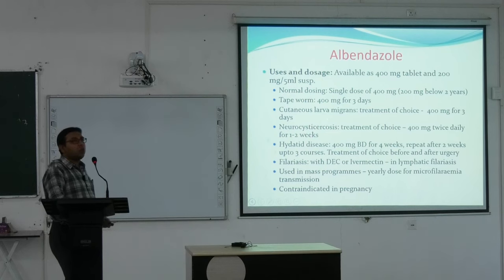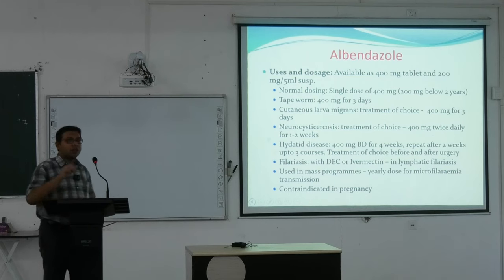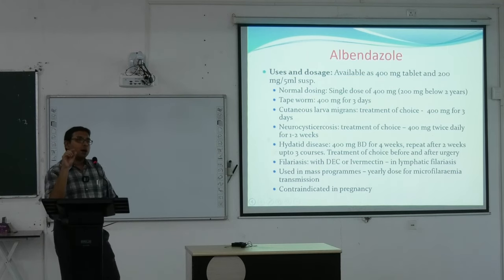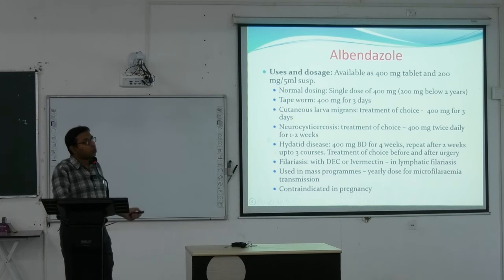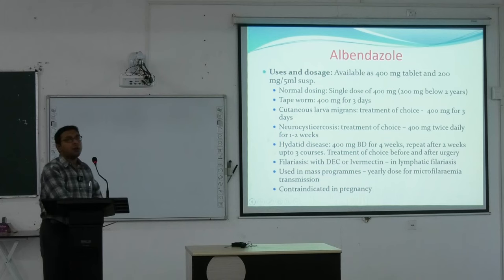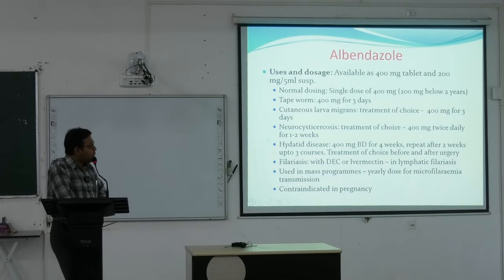You can see this is neurocysticercosis, that is the cysticercosis. The larva and ova are present within the brain. It is transmitted to the brain and that leads to seizures, and death can also happen. This is known as neurocysticercosis. Here the albendazole dose is 400 milligram twice daily, usually given for 1 to 2 weeks.